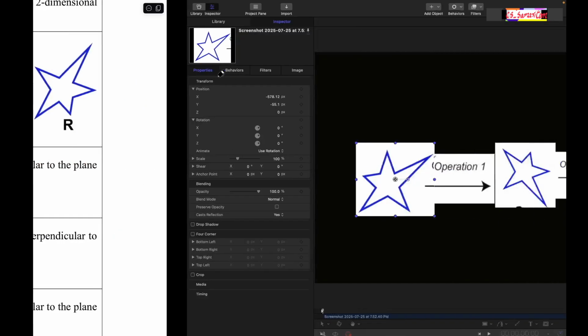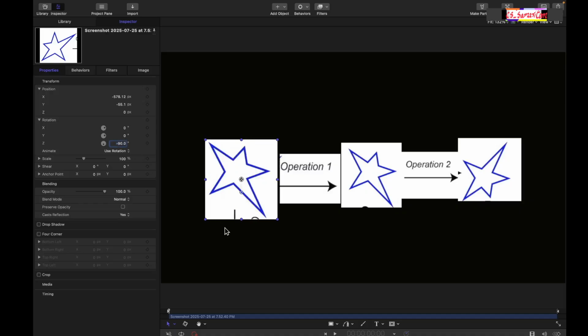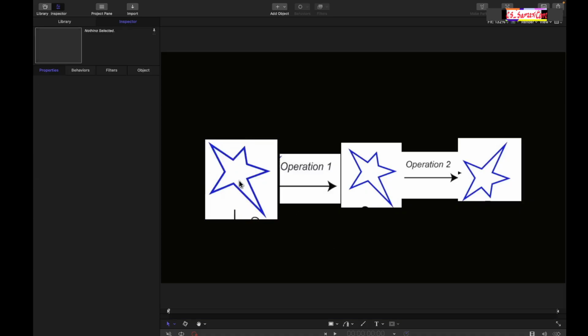So let's take that. This is the whole operation: this star, operation 1, this star, operation 2, this star. Let's take this star and rotate it along the z axis. If I rotate it 90 degrees, it will give this diagram. As is clearly visible, this gives this.